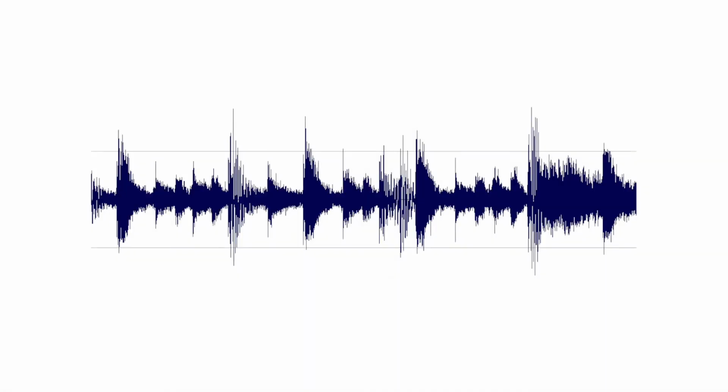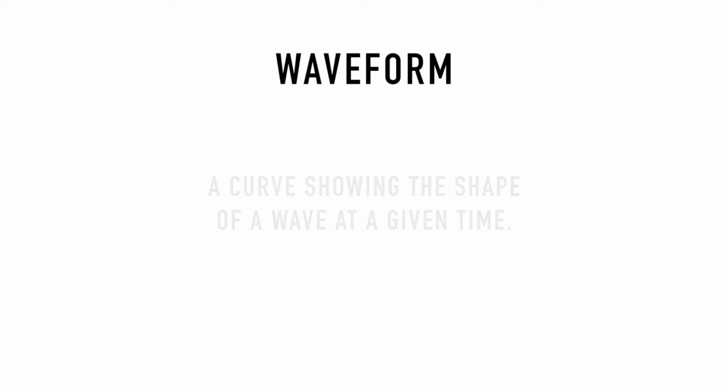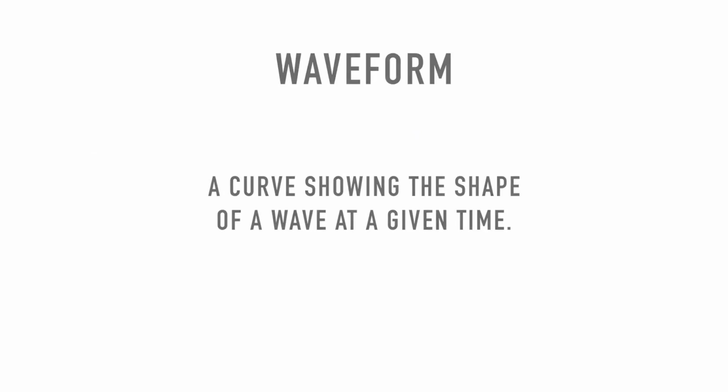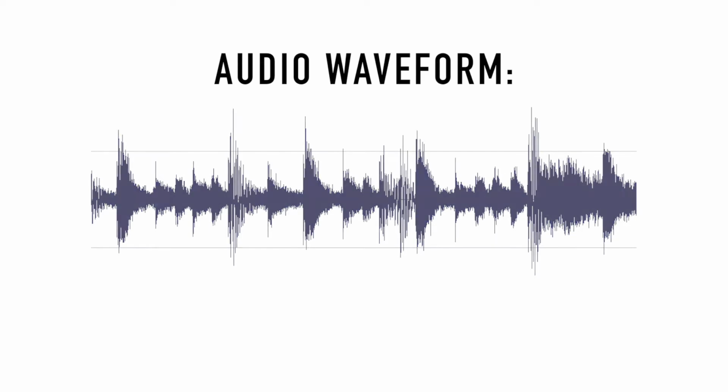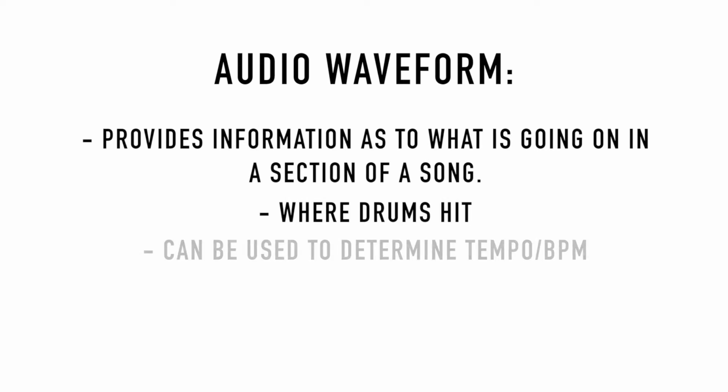You may have seen one of these before. This is called a waveform. A waveform by definition is a curve showing the shape of a wave at a given time. In our case, we are dealing with an audio wave. Audio waves can provide information as to what is going on in a section of a song, where drums hit, and can be used to detect the BPM of a song.